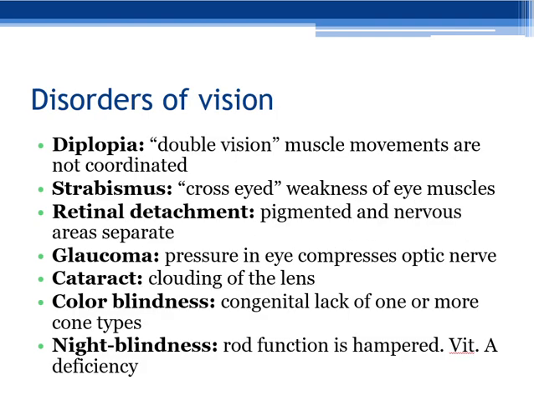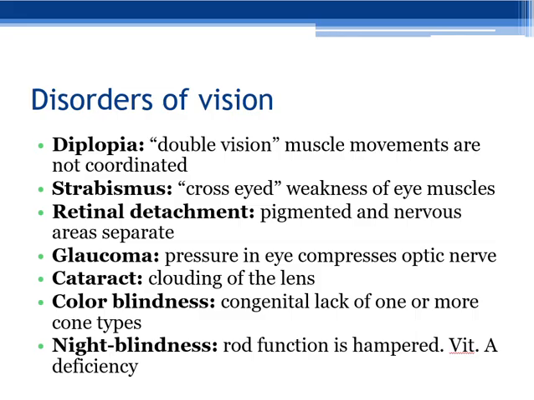We also have some disorders of vision. Diplopia is double vision, which is when muscle movements are not coordinated. Strabismus is when someone's cross-eyed. Weakness of eye muscles could be one or both eyes, or one or both eyes to different extents. Retinal detachment, pigmented and nervous areas separate, usually from a blow to the head where you get aqueous humor seeping between these areas. You would start to see, if this happens to you, kind of your vision become dark at the edges and then almost completely disappear. When that starts to happen, you want to get to the doctor as soon as possible. It is possible to reverse retinal detachment if it's caught early.